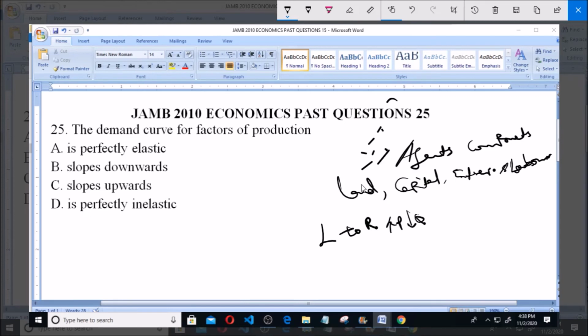So let's go to our options now. Option A says is perfectly elastic. No. Option C says slopes downward. No. Slopes upward. No. Option D says is perfectly inelastic. No. Option B is the correct answer, which says slopes downward.